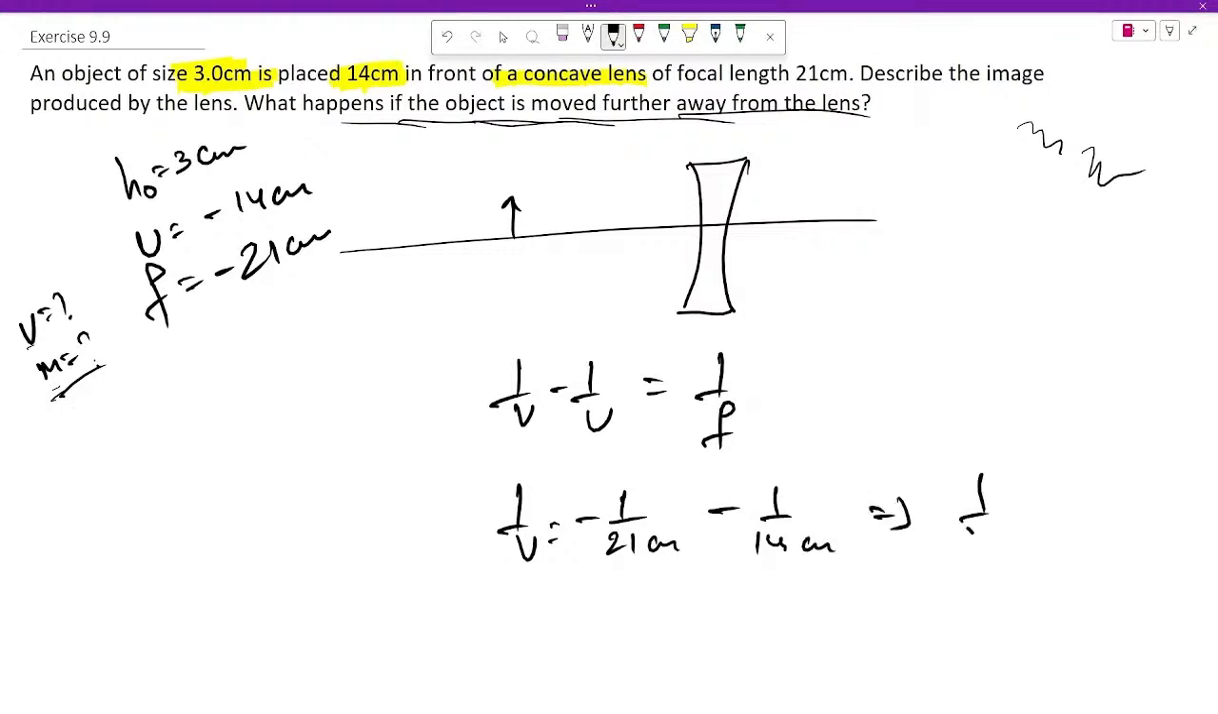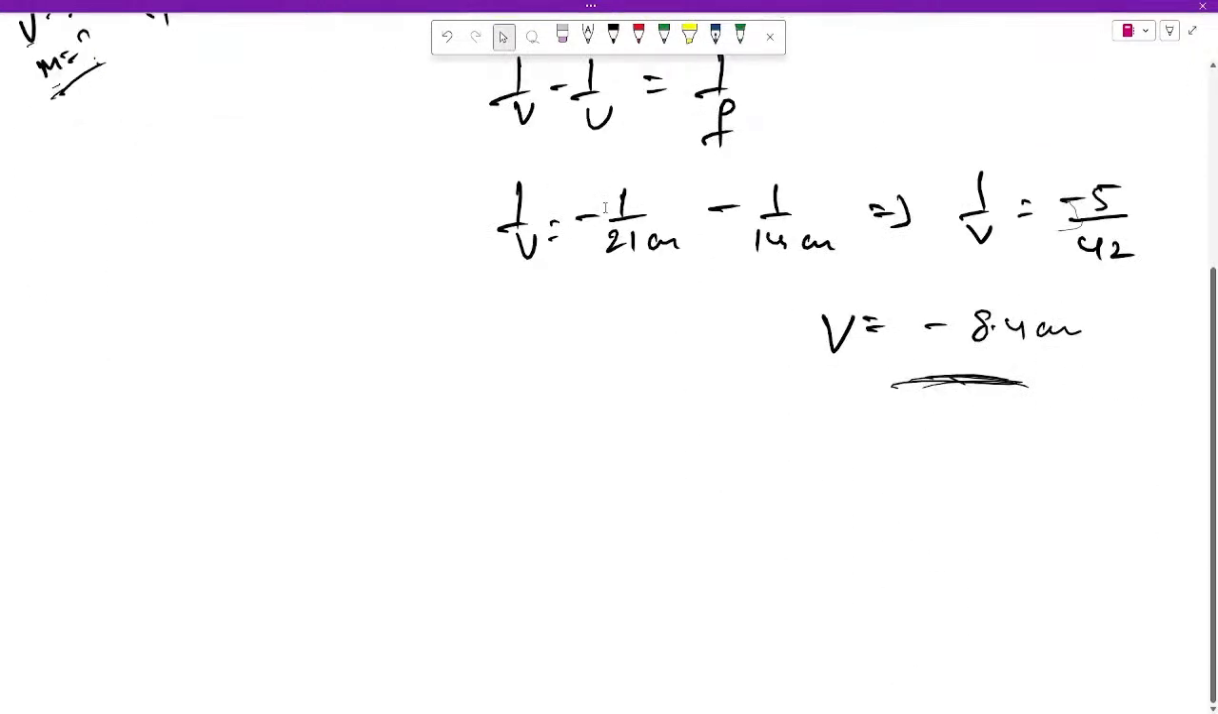This will give us the value of 1 by v equals minus 5 by 42. Thus, the value of v is going to be equal to minus 8.4 centimeter. So the image is on the left-hand side of the lens because we have got a negative value of v. Now let us try to find out the value of magnification.